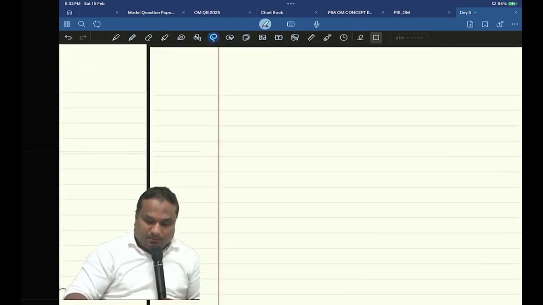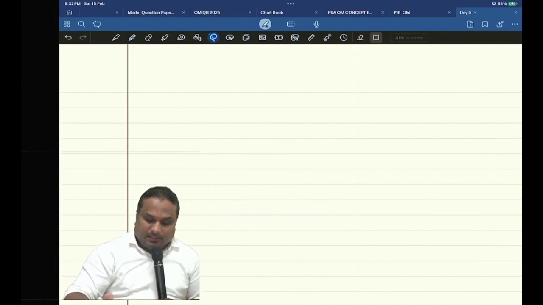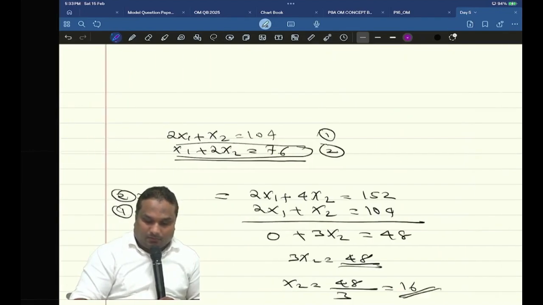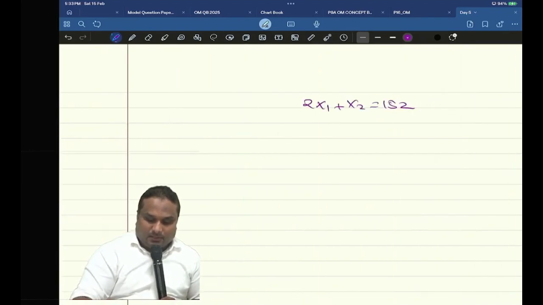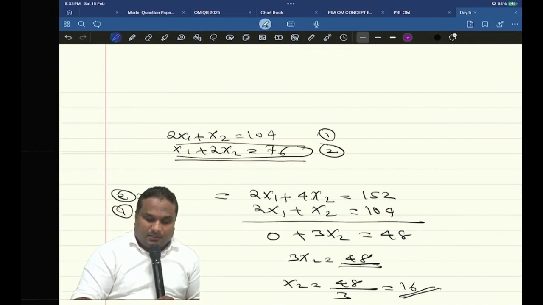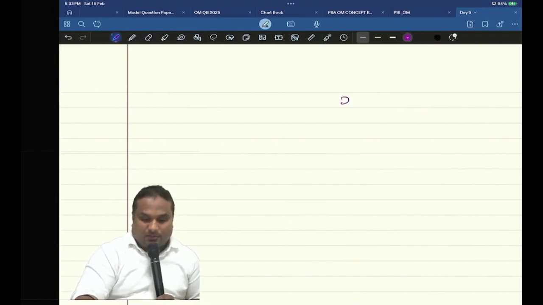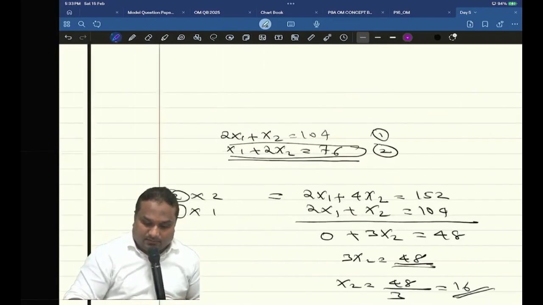What is this? Oh my goodness. Anyway, the first equation is 2x1 plus x2 equal to 104, not 152. 2x1 plus x2 equal to 104. x1 plus 2x2 less than or equal to 76. Let me check.